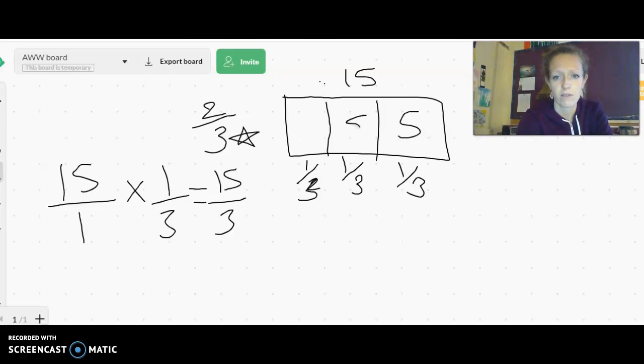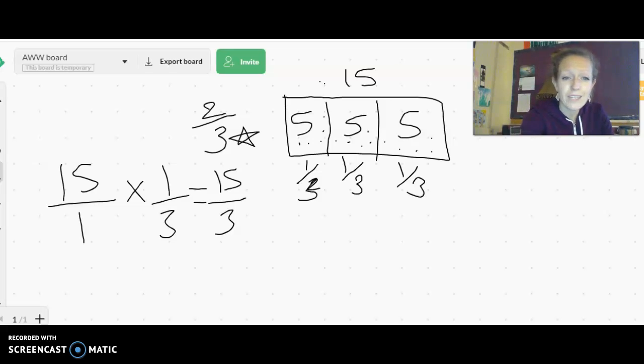So 5, 5, 5. Another way you could do this is evenly distribute 15 dots between these 3 blocks. How many dots will you end up with in each square? You'll end up with 5 apiece. We're going to do it right now. 1, 2, 3, 4, 5, 6, 7, 8, 9, 10, 11, 12, 13, 14, 15. Do I have 5 in each spot? Yeah. Lots of ways to do this.